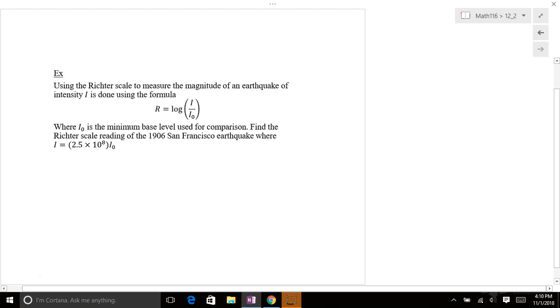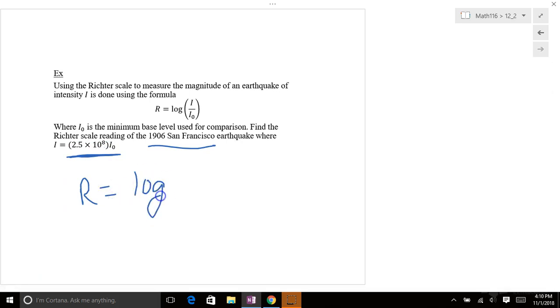Alright, so an application with logarithms. The Richter scale measurement is a measure of the magnitude of an earthquake of intensity I, and it's using this formula. I subscript 0 is the minimum base level. Find the Richter scale of the 1906 earthquake where this is your I that you're plugging in. So what's the Richter scale measurement if you plug that I in?